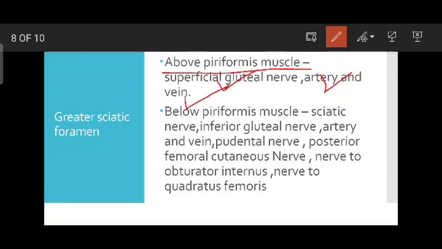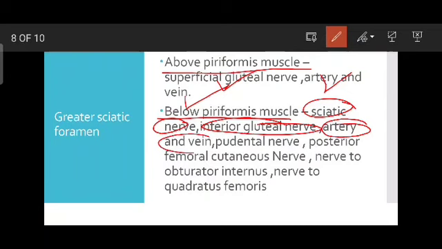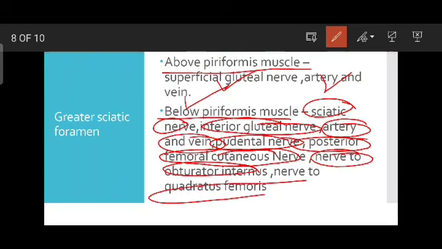which supply the gluteus minimus and the gluteus medius. Okay, and below piriformis muscle, sciatic nerve, inferior gluteal nerve, inferior gluteal artery, inferior gluteal vein, pudendal nerve, posterior femoral cutaneous nerve, nerve to obturator internus and nerve to quadratus femoris. These are the structures which come out of the pelvic cavity and enter into the gluteal region through the greater sciatic foramen below piriformis muscle.